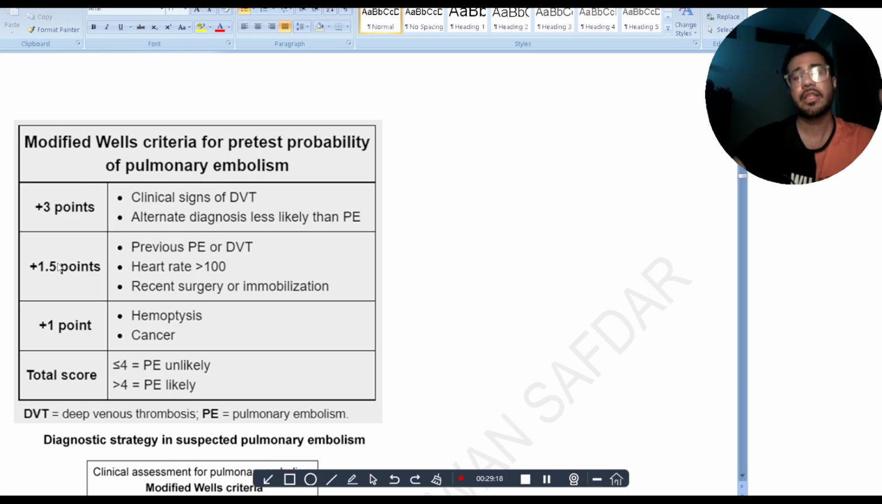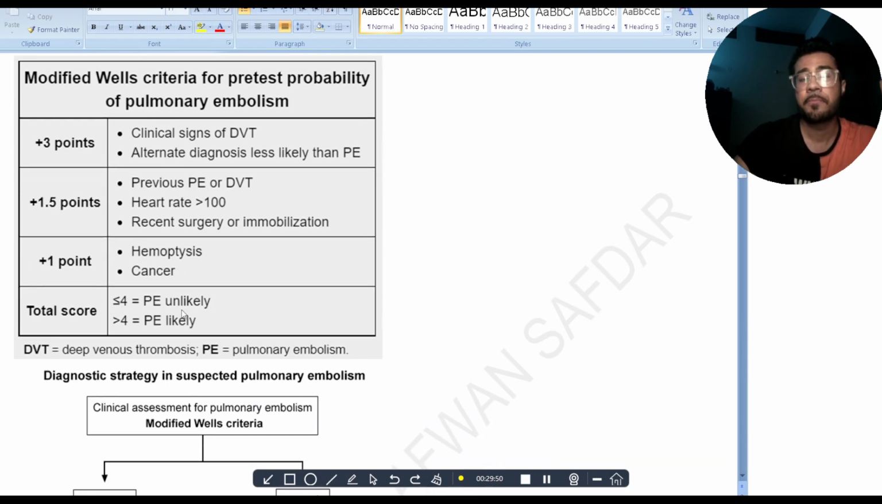And the next one that you need to remember is the 1.5 points. Previous history of pulmonary embolism or DVT, obviously it can likely occur again. Recent immobilization. You just need to remember clinical signs of DVT at the moment when the patient has pulmonary embolism, that gives you 3 points. And previous pulmonary embolism or DVT gives you 1.5 points. And recent heart surgery or immobilization also gives you 1.5 points. So you just remember these points, they are gonna be more than sufficient for you.